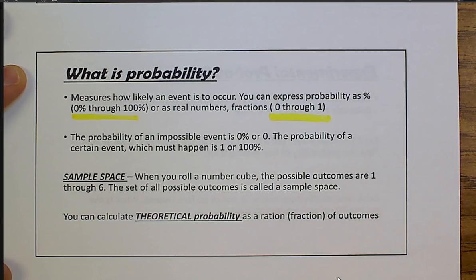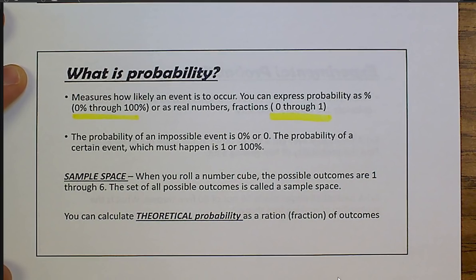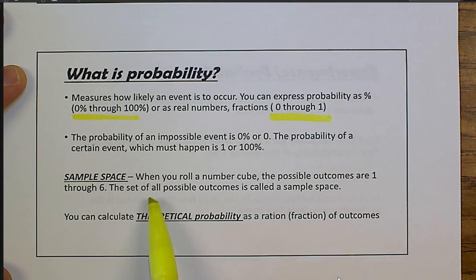Another couple of words here. Sample space. An example of a sample space is when you roll a number cube or a die. The possible outcomes are 1 through 6. The set of all possible outcomes is called the sample space. So it's basically all the possible options that are out there. If you see that word or hear me refer to a sample space, that's what we're talking about: all the possibilities that are there.